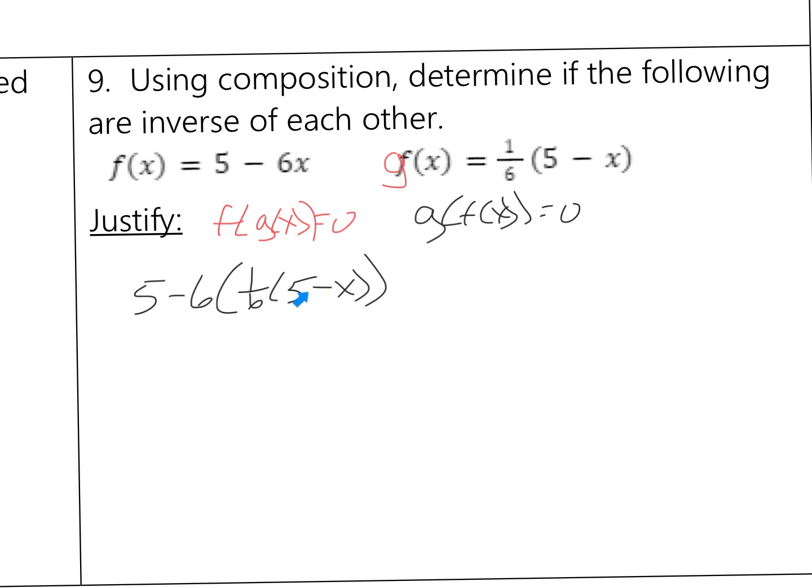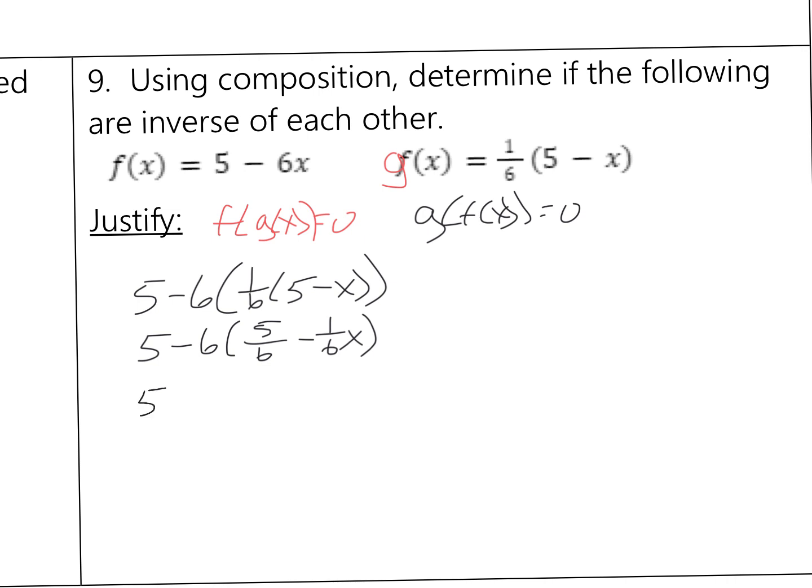I'm going to go ahead and distribute this part first. Okay, before I distribute the minus 6, I've got to distribute this 1/6 in front of this set of parentheses. So just work that out. 5 minus 6 times, and then in here, 1/6 of 5, we could call that 5/6. And then 1/6 of negative x, we could call minus 1/6 x. Okay. Now we can distribute this minus 6 to both of these terms, okay, and keep working this out.